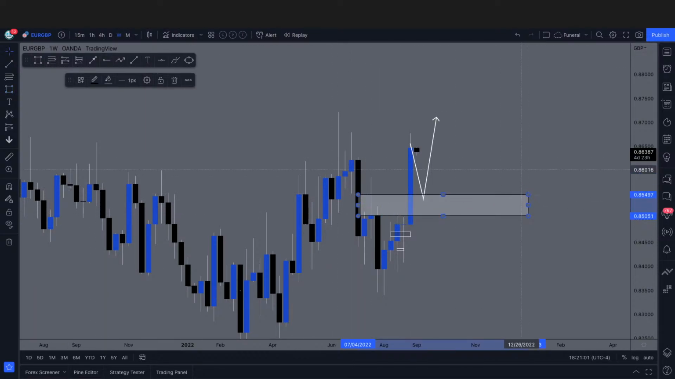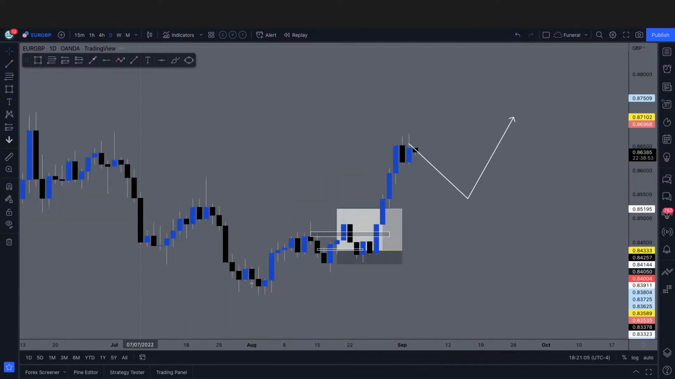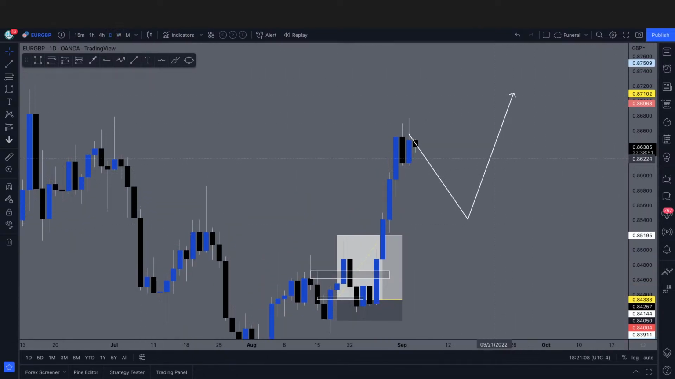It could be possible that we see a retracement back down into this area before we see the explosion to the upside. But if we do drop down to the daily time frame, you can see that we are amongst the highs, where a retracement back in this area before an explosion to the upside would be what I would be waiting for.